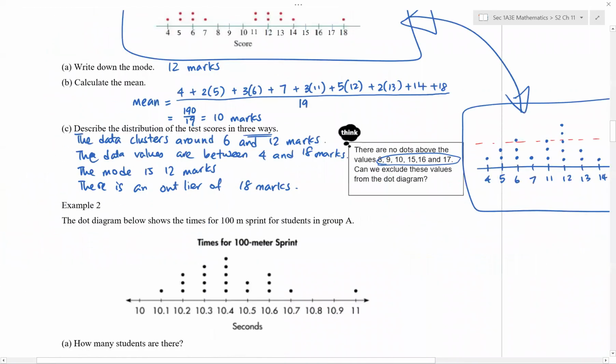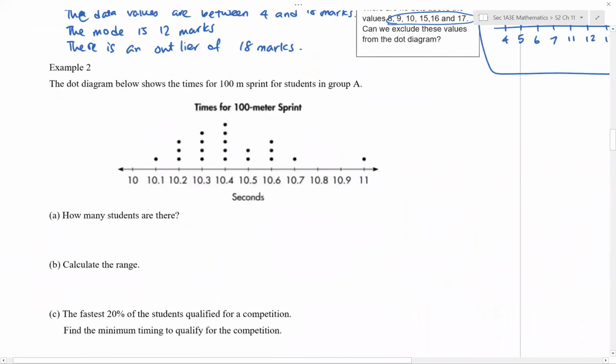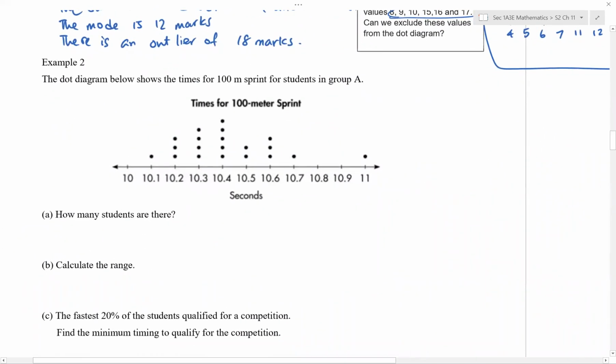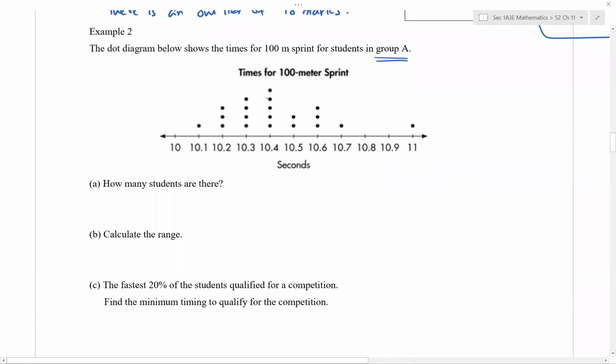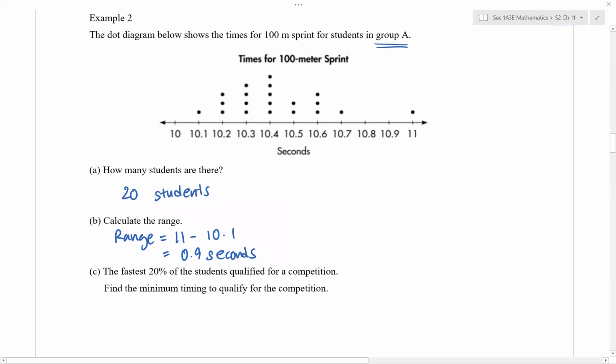So think about it. Now the next example, number 2, again, we've got a 100 meter sprint for students in a particular group. And we notice that this is quite familiar. So how many students are there? Just count the number of dots. We see that there are 20 students. Find the range. Range, maximum, which is 11, minus minimum, 10.1. You get 0.9 seconds. Now they tell us in part C that the fastest 20% of the students qualified for a competition. Who are these 20%?